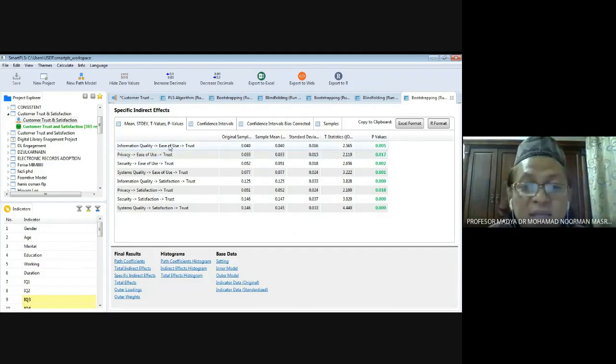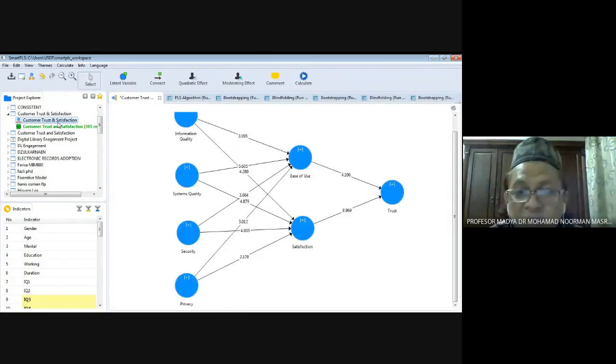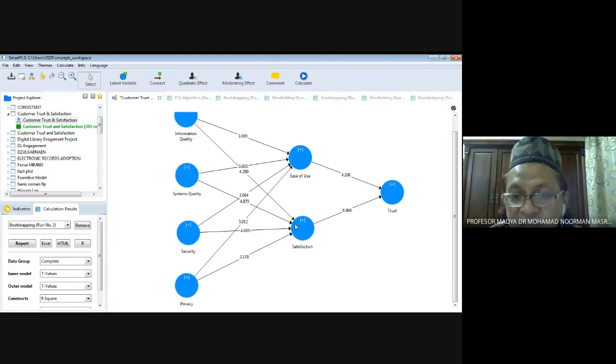So that means ease of use mediates the relationship between information quality and trust. Does ease of use mediate between privacy and trust? The answer is yes. If you look at the rest, all are above 1.645. So all these, ease of use and satisfaction, these two variables are really mediating the relationship between these four and trust. So that is mediation effect. You don't have to run anything. You just look at the output that you have already done, but you just have to click that option in the output: under bootstrapping, you click on specific indirect effect.